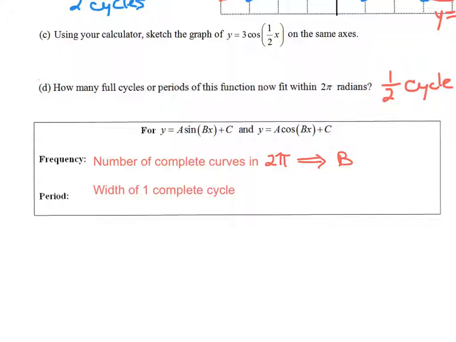Now, the other term that we're going to find very important in this lesson is period. The period is the width of one complete cycle. We're going to use the capital letter P to stand for period, and we are going to find that the period is just equal to 2 pi, which of course is my width, divided by the frequency, which is the number of complete curves. And that tells me how much it's going to take to make one complete width.